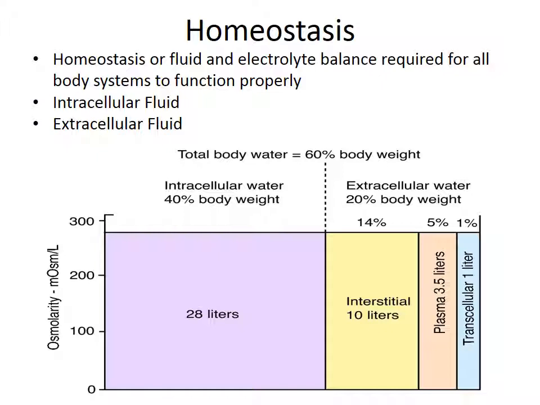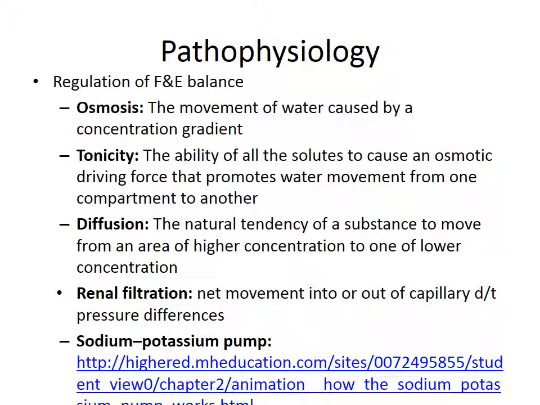In the extracellular fluid, interstitial fluid is approximately 10 liters, plasma is approximately 3.5 liters, and transcellular fluid is approximately 1 liter. The pathophysiology of fluid, the regulation of fluid and electrolyte balance consists of several properties.